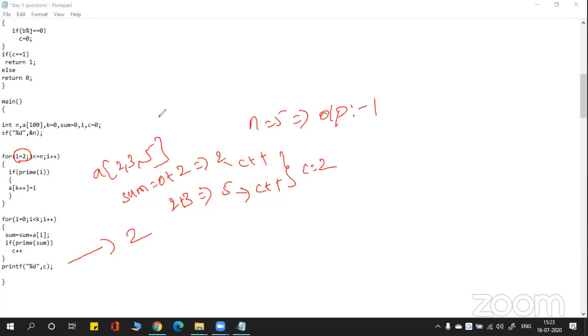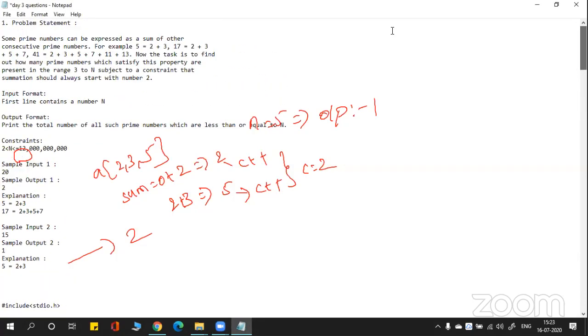If you observe, in the question they have mentioned that you should print the range only from 3 to n. Yeah, this line. That's why I tell you, please read the question carefully.